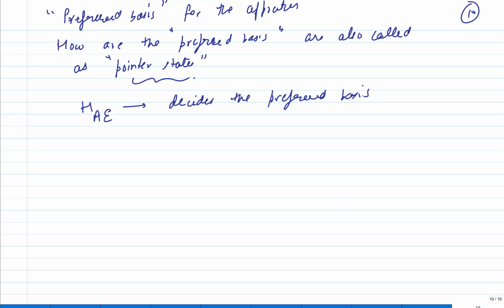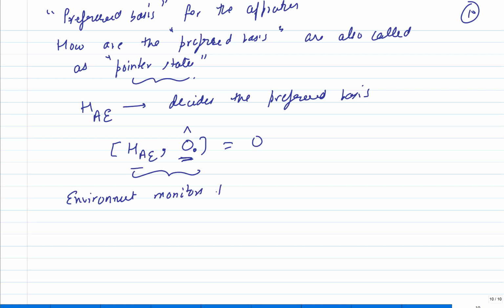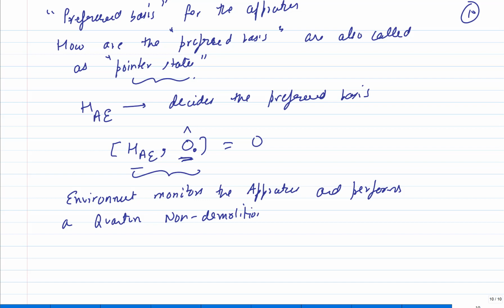In some sense, what is really happening is that the choice of basis is the eigenstates of an observable O which commutes with this Hamiltonian. So in other words, the observable O is a constant of motion of the environment-apparatus Hamiltonian. So you can say that the environment monitors the apparatus and performs a quantum non-demolition measurement on the apparatus.